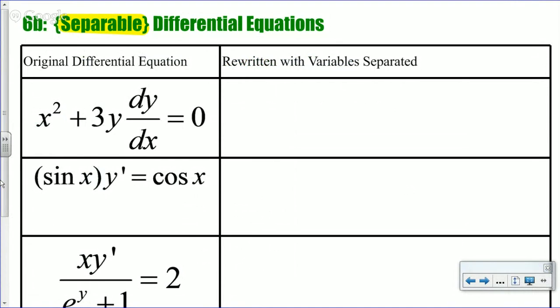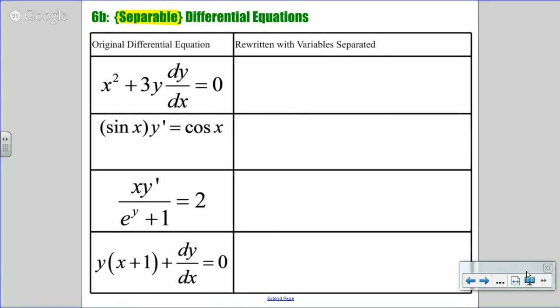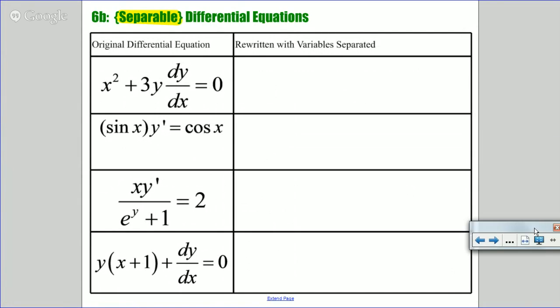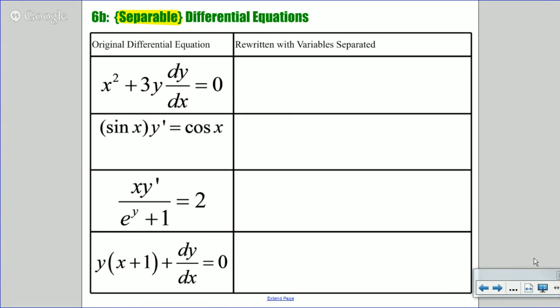So what I would actually like for you to do first is pause the screen and copy this chart in your notes exactly as I have it here, and then we will go ahead and get started. So pause it and then click play when you're ready to go.